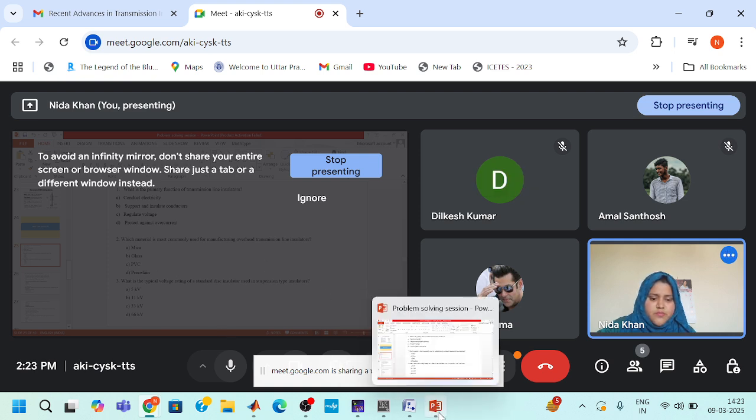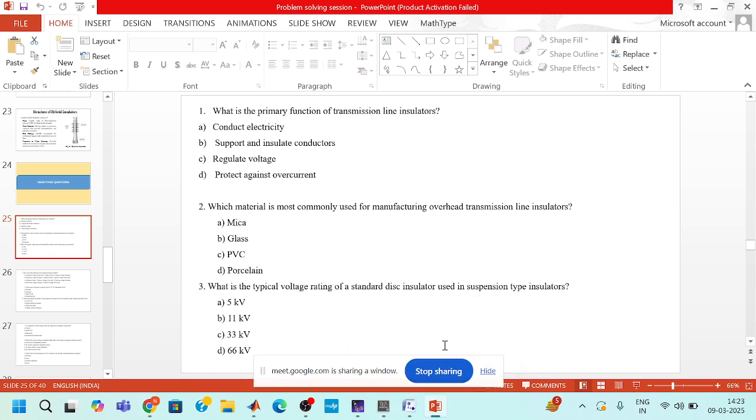Okay. So the next question is, what is the typical voltage rating of standard disc insulators used in suspension type insulators? It's 11 kV, madam. Okay, anyone else? 11 kV. Okay, 11 kV is the right answer, and each disc is rated at 11 kilovolts for suspension type insulators.